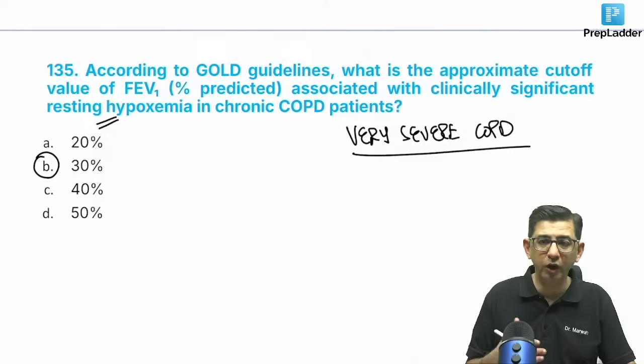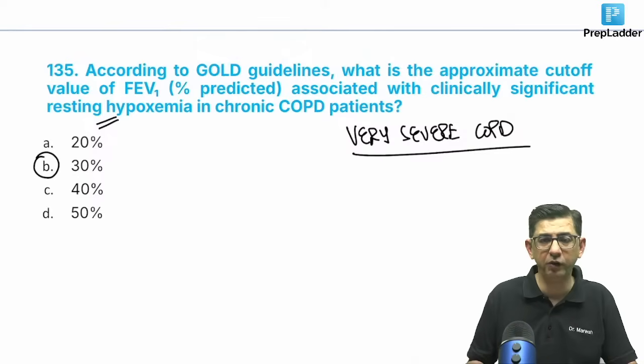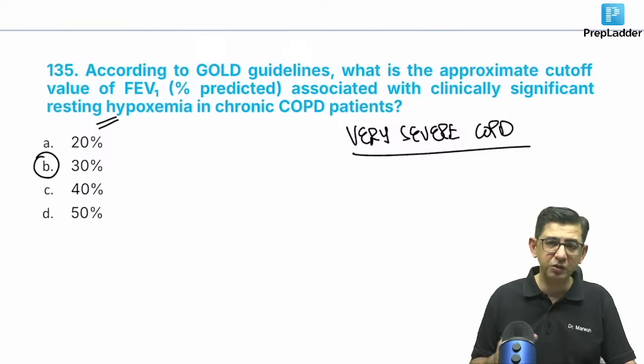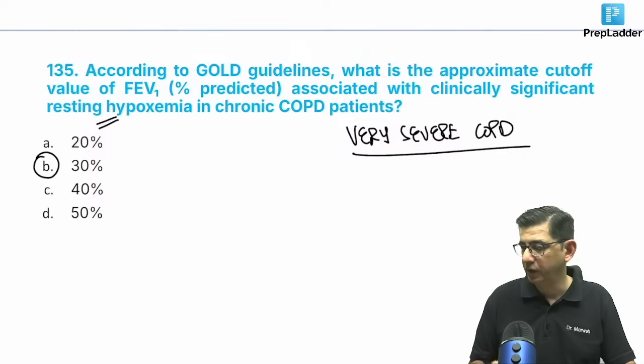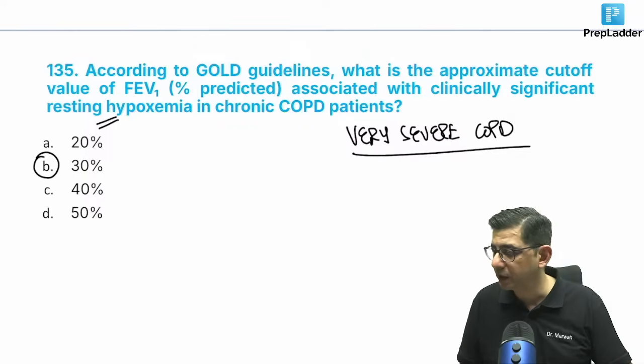Whenever we correlate, very severe COPD would mean the person would be restricted to a wheelchair, or maybe he is trying to correlate with MMRC grade 4, where the person is restricted to a wheelchair. So there the FEV1 would be very, very low. Okay.